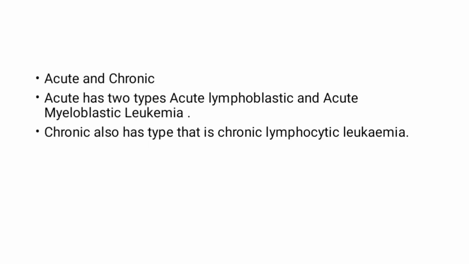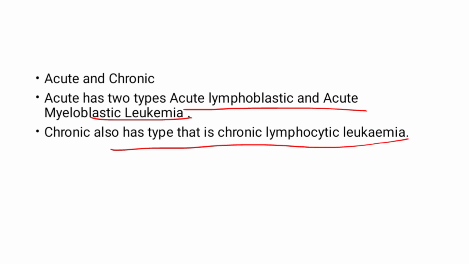Okay. Now there is acute and chronic. The acute has two types: acute lymphoblastic and acute myeloblastic leukemia. Means in acute and chronic, acute is divided into two forms, which is lymphoblastic and myeloblastic. Chronic is basically chronic lymphocytic leukemia.